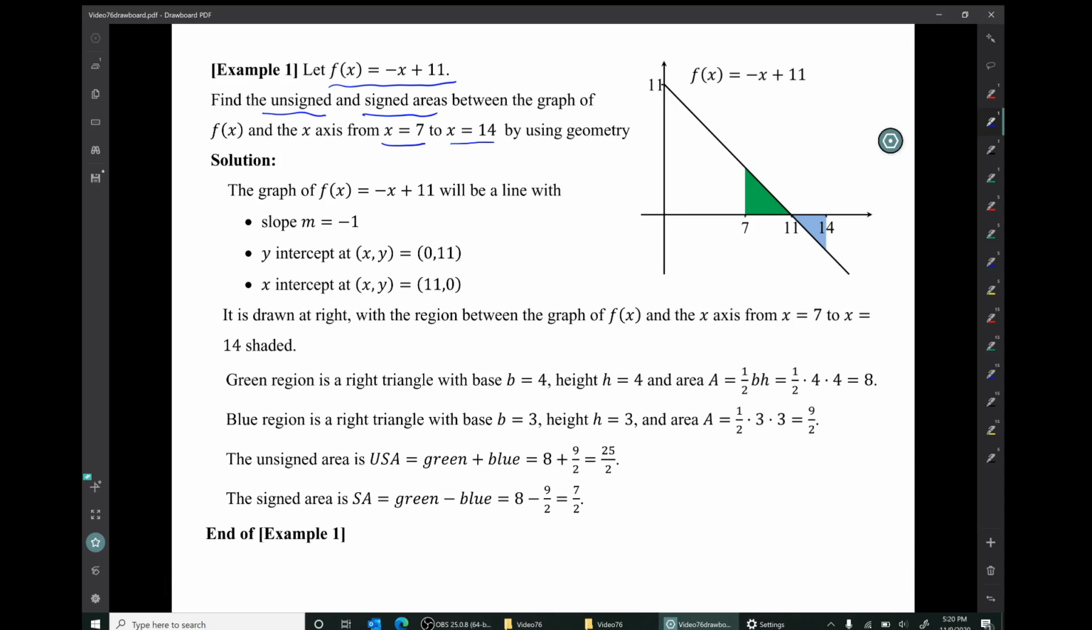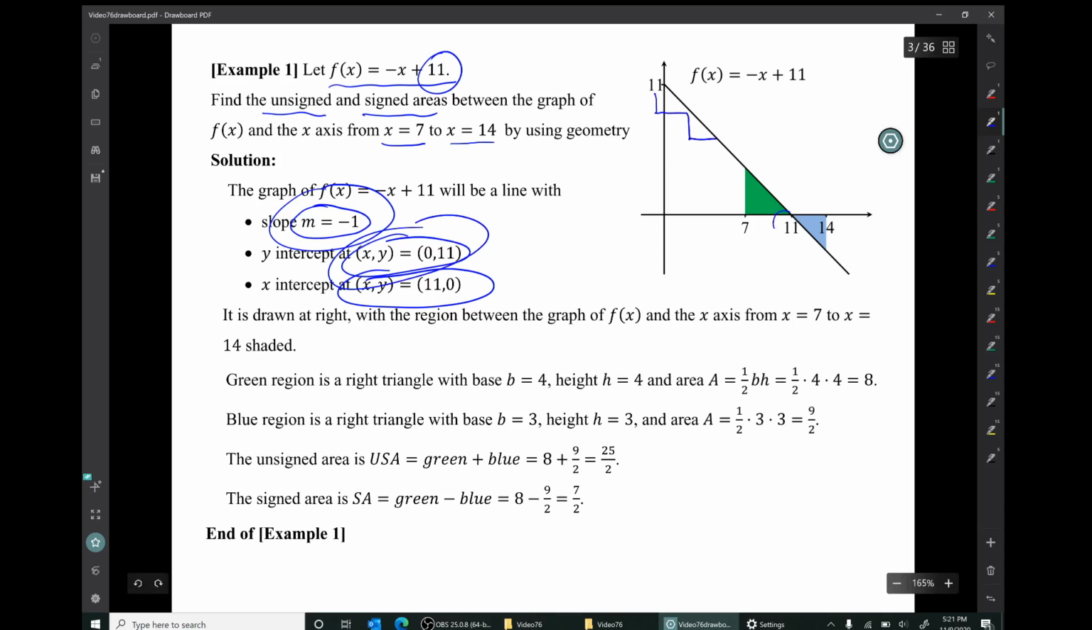So the graph will be a line with slope m equals -1, and the x-intercept, of course, is at x, y equals 11, 0, and the y-intercept will be at x, y equals 0, 11, because this is a graph that has slope -1, and it goes through this y-intercept. So it's easy to see that you go down 1 over 1, down 1 over 1, and you'll arrive at this point.